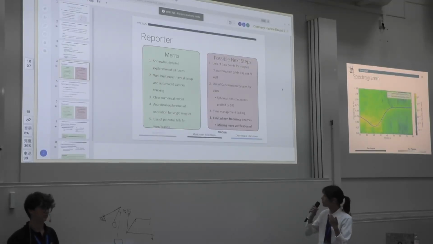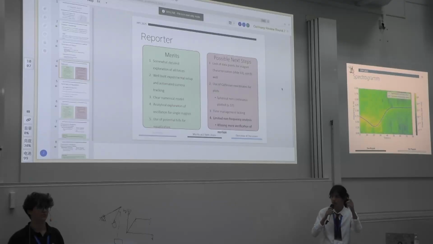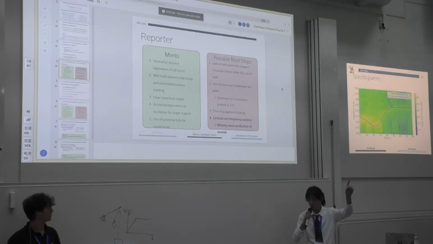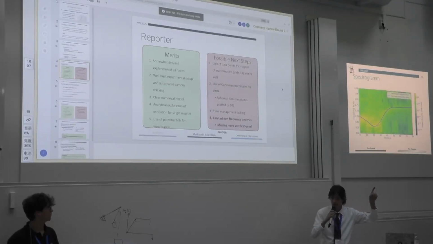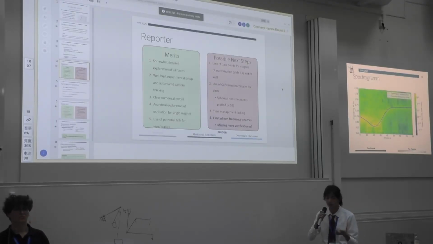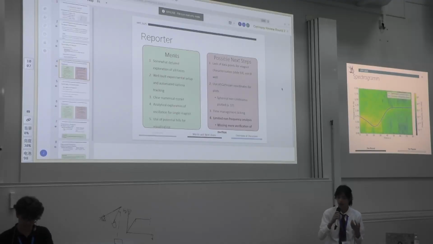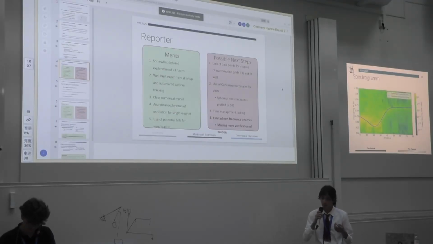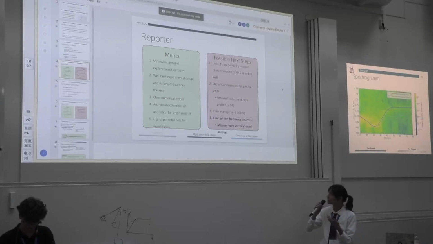And secondly, I'd recommend using Cartesian coordinates for plots. I don't know if you realized, but for one of the plots, it was non-continuous because you're using the spherical coordinates. And so I'd recommend converting those to Cartesian coordinates so you can more easily view the data. 3, the time management, you didn't manage to complete your report. And 4, there was very limited non-frequency analysis.